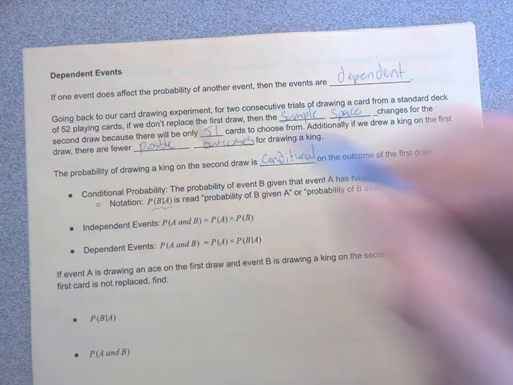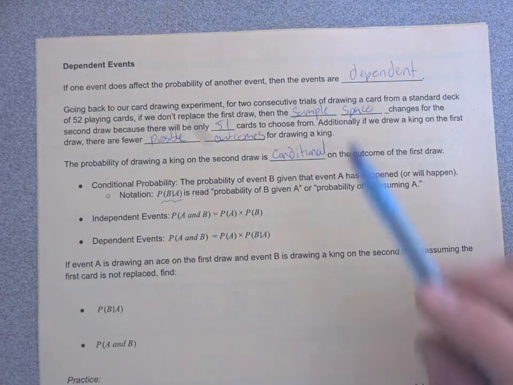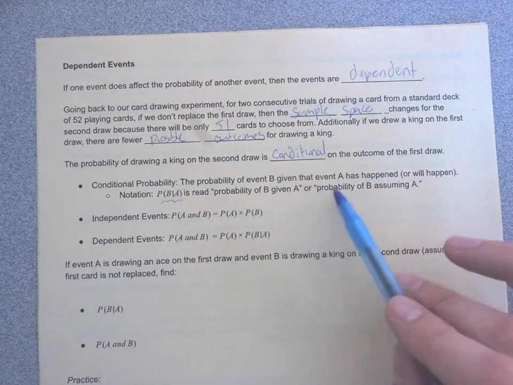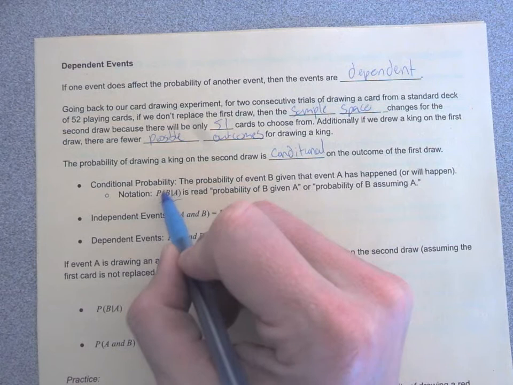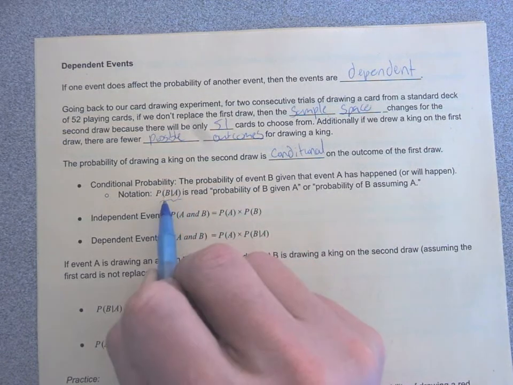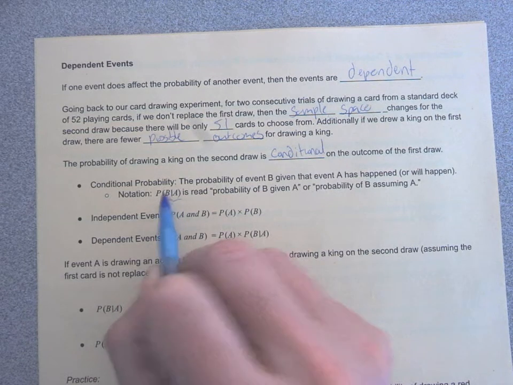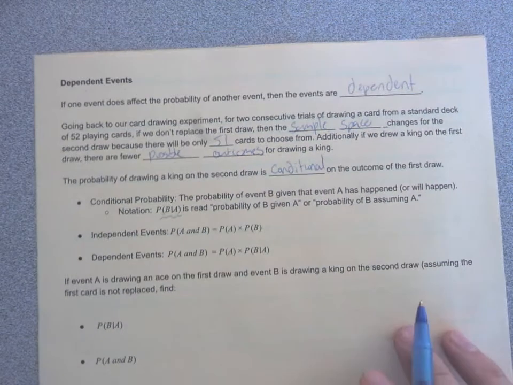And kind of a new key term. So conditional probability is defined as the probability of an event B given that event A has already happened, or already will happen, right? The probability of drawing a king assuming we've already drawn an ace or something like that. So this is the notation, P for probability. We've got the parentheses like function notation, but this is read "B assuming A" or "B given A" or something to that effect. So the probability of B assuming A is how I would read that.